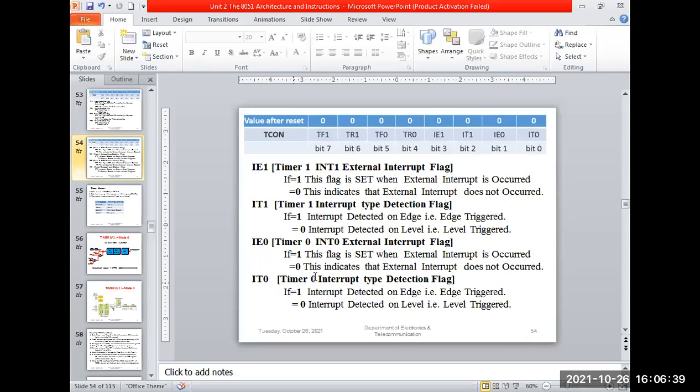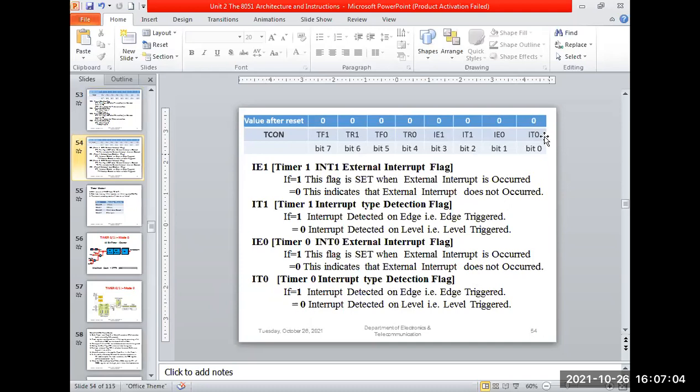IT0 is going to be the type detection flag, as I said, for timer 0. If this bit is 1, meaning Timer 0 bit is 1, it is going to be edge detected. Edge means either falling or rising edge of the interrupt. And if this bit is 0, it is going to be level triggered.